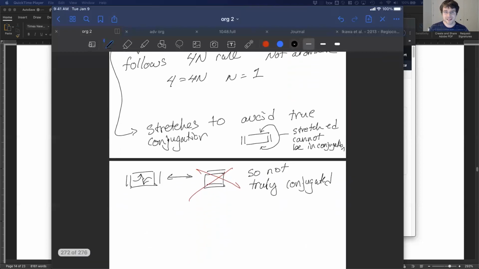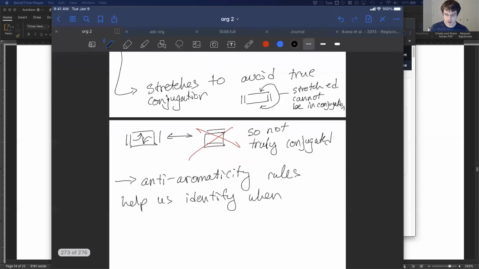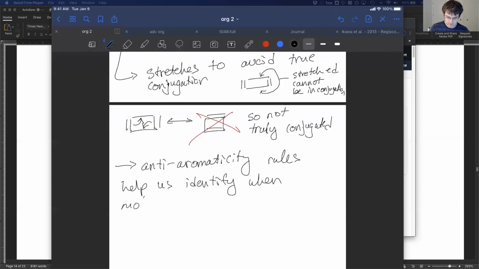So why do we need to even study anti-aromaticity if these things never exist? Why don't you just stop at the 4n plus 2 rule? Why are you going to make me learn the 4n rule? Well, anti-aromaticity is helpful to know about. In particular, the rules help us identify when molecules are unlikely to form.